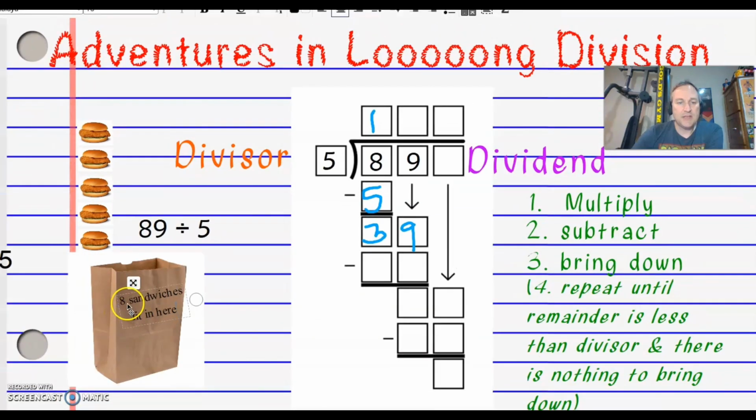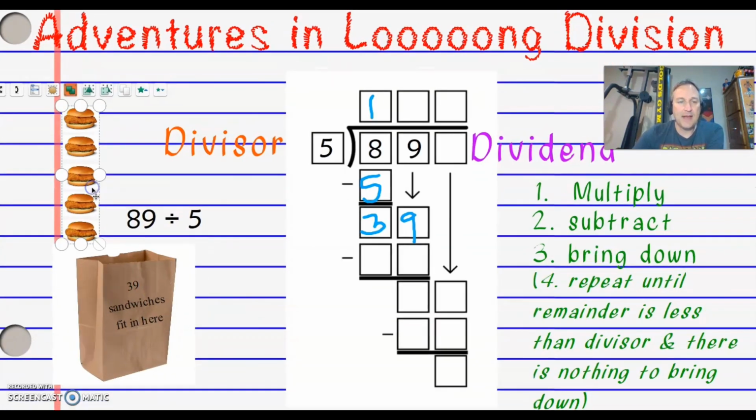So we'll change this number to 39. We'll say 39 sandwiches fit in here, and I'm putting them in groups of 5. How many groups of 5 can I put inside the bag? Okay, so you can count up by 5. You can go 5, 10, 15, 20, 25, 30, 35, 40. Well, 8 groups of 5 would be 40, so that would be a bit much, so we'll go to 7.